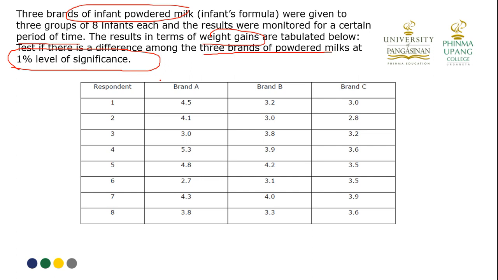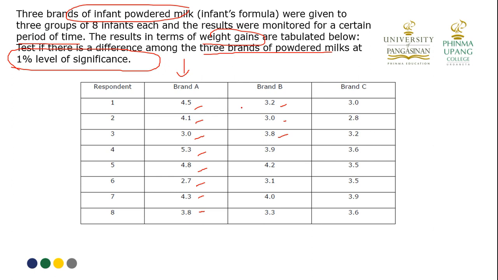So, yan po. Ito na yung result. 4.5, 4.1, 3.0, 5.3, 4.8. Yun yung mga bigat ng brand A. Nung nag-text sila ng brand A, sabihin na natin Alaska. Infant pala, no? Hindi ko alam ano mga gatas na yan. Tapos ito yung brand B, 3.2, 3.0, 3.8. Kung titignan ninyo, napakataas ng brand A, no? So, bibili ako ng brand A. Bumigat agad yung anak ko, ganyan.